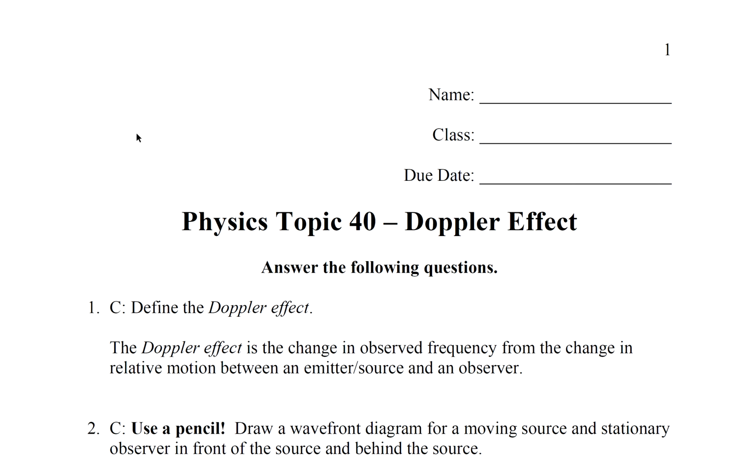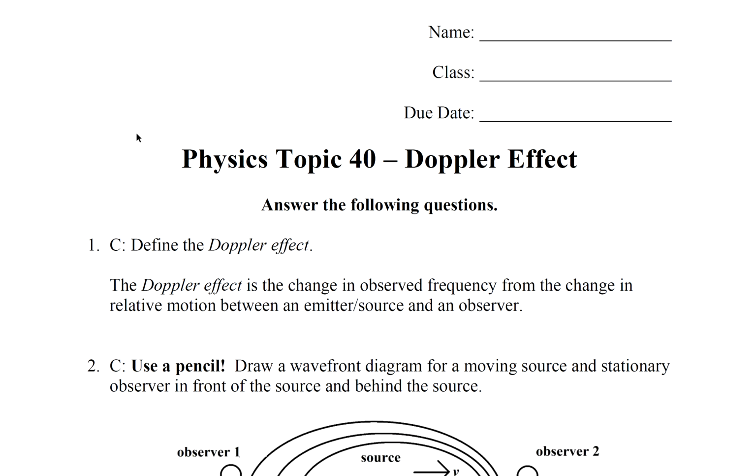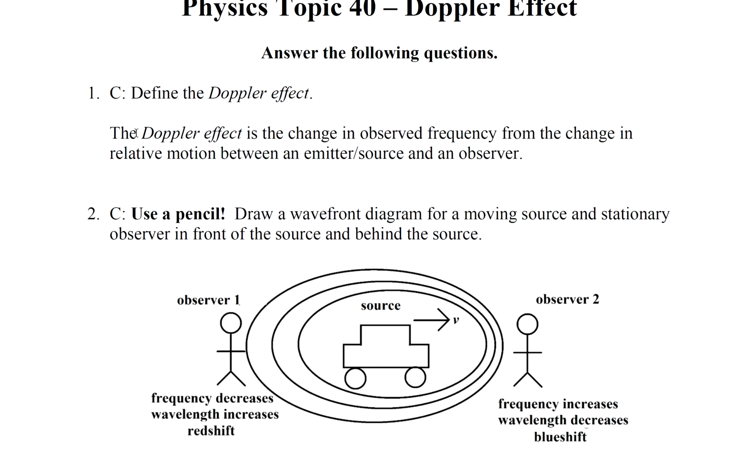This video is on the Doppler effect. Question 1. Define the Doppler effect. The Doppler effect is the change in observed frequency from the change in relative motion between an emitter, source, and an observer. When describing the Doppler effect, do not mention wavelength, only mention frequency.